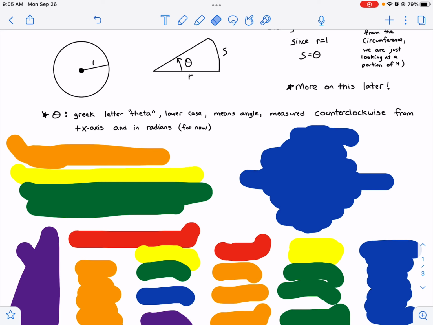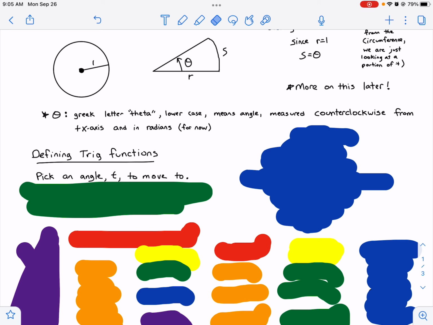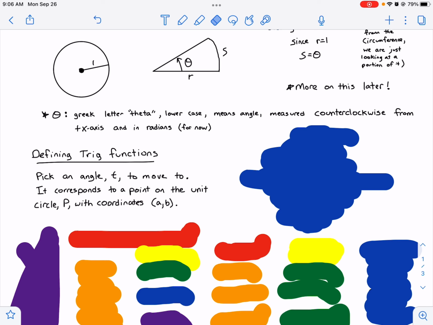Okay. So when we define the trig functions, we're going to be looking at the unit circle, and we're going to be moving that arc length theta through an amount of radians. We're going to go around the circle an angle t to move it. Okay, and that's going to correspond to a point on the circle, the unit circle, the point P that has the coordinates a, b. Okay, and that point a, b is going to be a distance of 1 from the origin. And that's going to look like this.